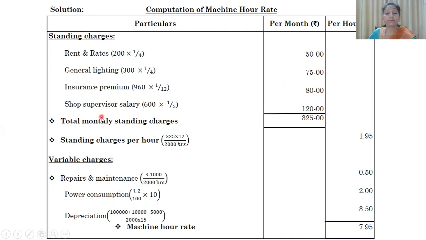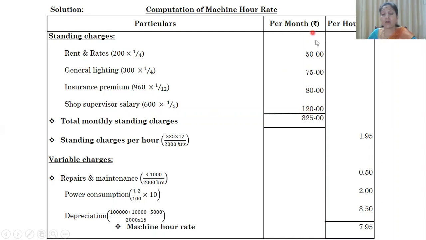Then, as usual, insurance premium 960 per year, we have to divide by 12. We will get per month 80. Shop supervisor salary is 600, and the supervisor is handling all 5 machines in total. So 600 divided by 5, one portion of the supervisor's salary for this machine is 120.